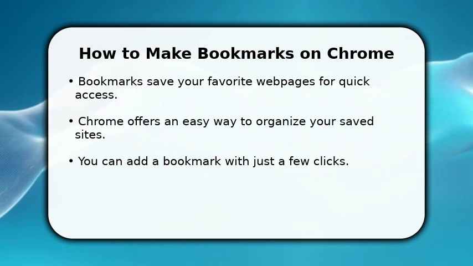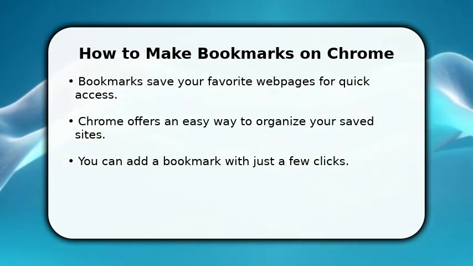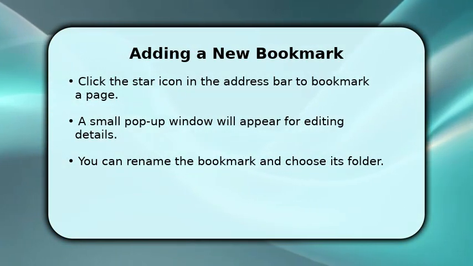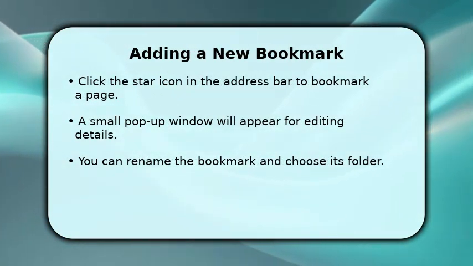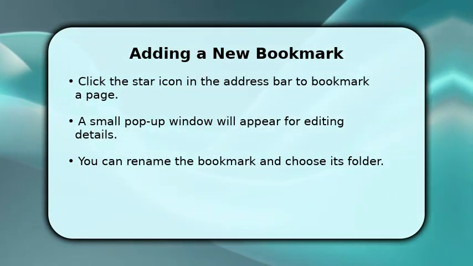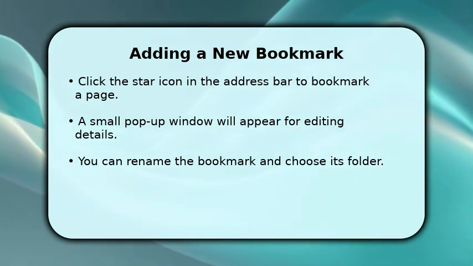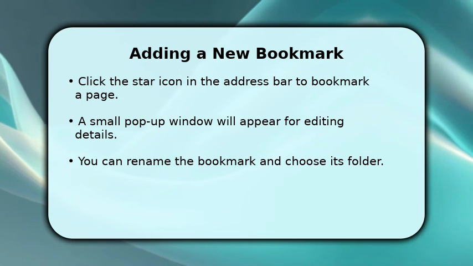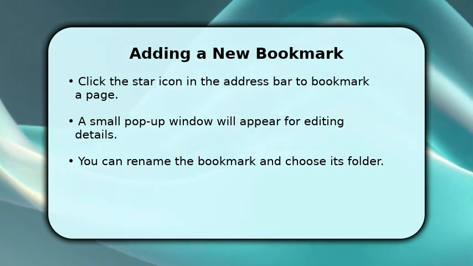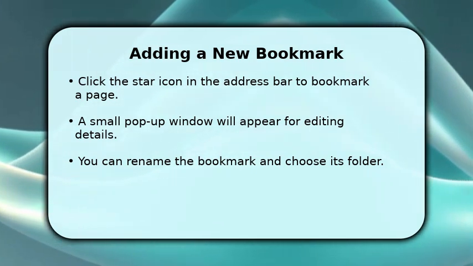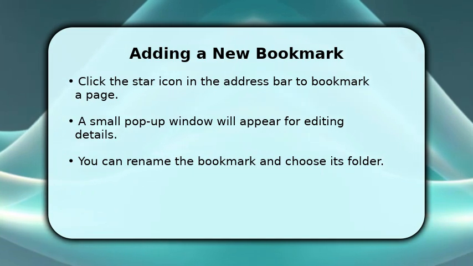This simple action will open a small window, allowing you to customize your new entry. Once you click the star, a small pop-up box appears. Here, you can give your bookmark a descriptive name, making it easy to find later. You also have the option to select a folder where you want to save it or create a new one. This helps keep your saved pages neatly organized. Click Done to finalize adding your bookmark.